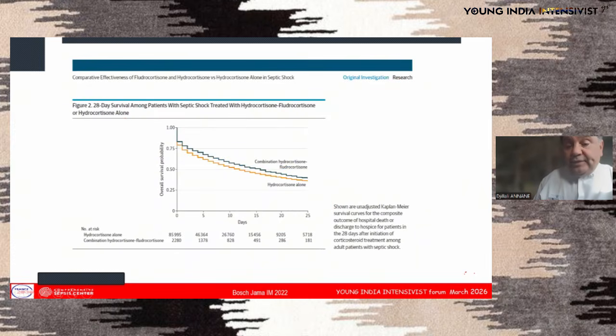And very recently, our colleagues in the US, using an emulated trial within a large US data set, included all patients with septic shock treated by norepinephrine, and they looked at differences in outcome, whether they received fludrocortisone on top of hydrocortisone or whether they received hydrocortisone alone. And what we can see here from that study is that they found a survival benefit with an absolute difference in mortality of minus 3%.